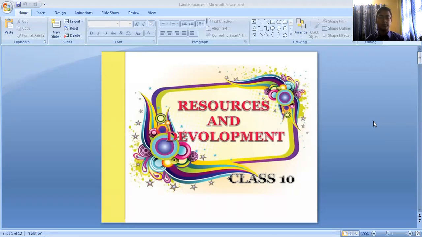In our previous classes, we have discussed the resources. What does the term resource mean? The classification of the resources, resource planning, and why resource planning is necessary for a country like India. So I am proceeding to discuss the topic land resources.